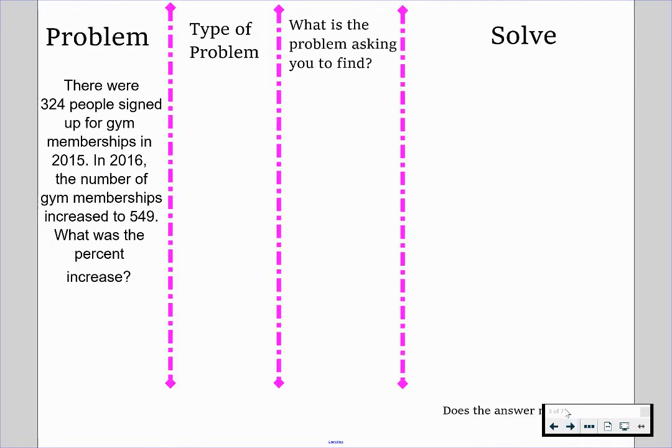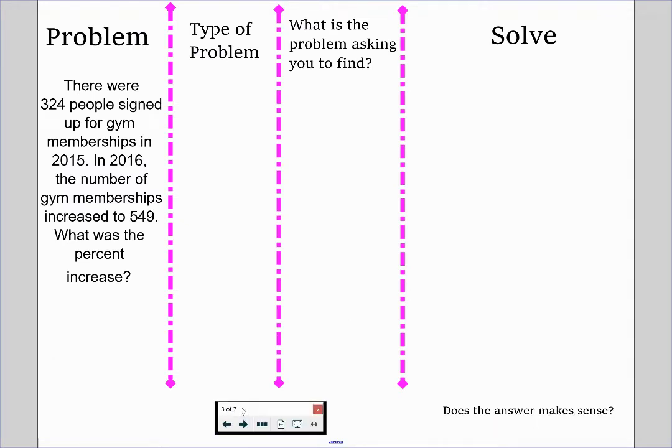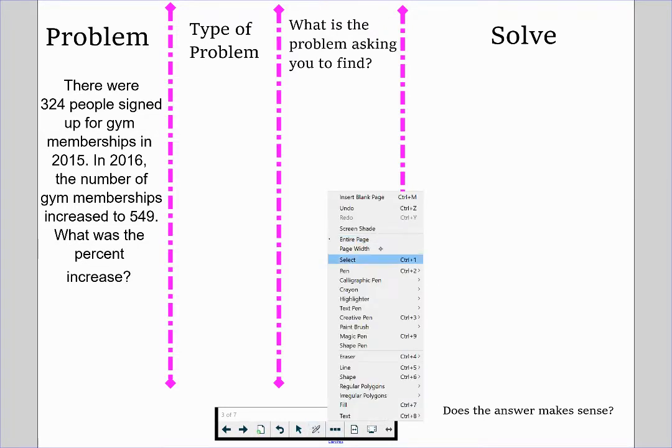So I kind of set up our problems like this. This is the process that I would recommend going through when you're trying to solve these problems. The problem for this one is there were 324 people signed up for gym memberships in 2015. In 2016, the number of gym memberships increased to 549. What was the percent increase?